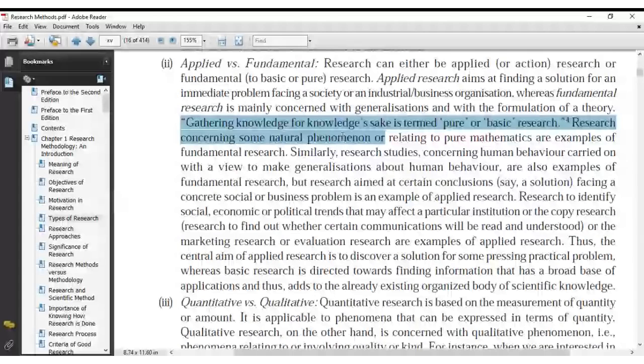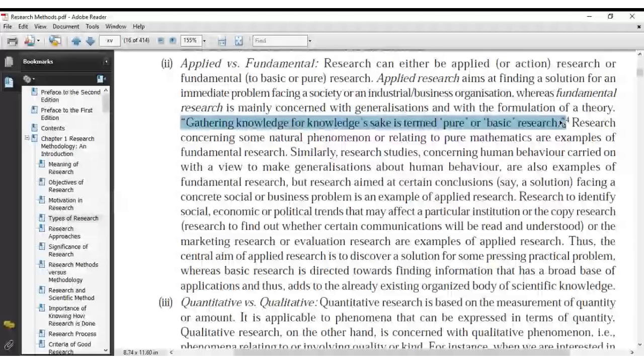Now, look at this here. Who is this? Kevin Korir. Kevin Korir had asked, is applied research same as basic research? No, the answer is no. Why? Because the explanation for basic research is this: gathering knowledge for knowledge sake. Okay, so applied research, you don't gather knowledge for knowledge sake. You gather knowledge to create a solution to a problem.